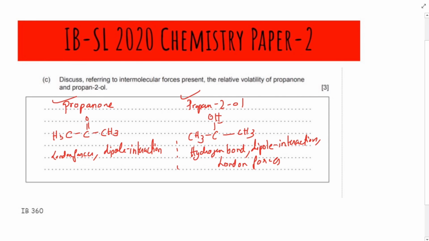As a result, the molecules will be tightly held to each other in propanediol as compared to propanone because of more intermolecular forces. As a result, the volatility will be low. So hence the volatility of propanone will be more. Lesser number of intermolecular forces means the volatility will be more, because as the number of intermolecular forces increases, the tendency of something to get into the gas phase will decrease.